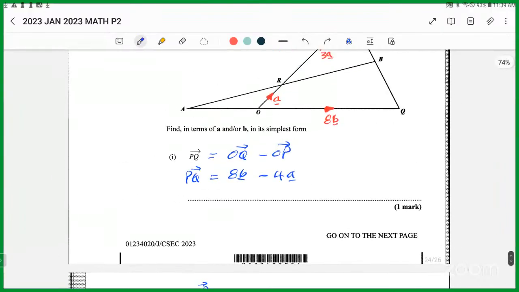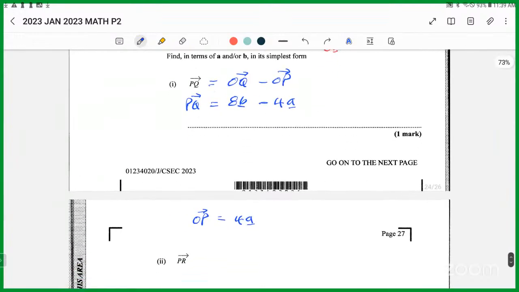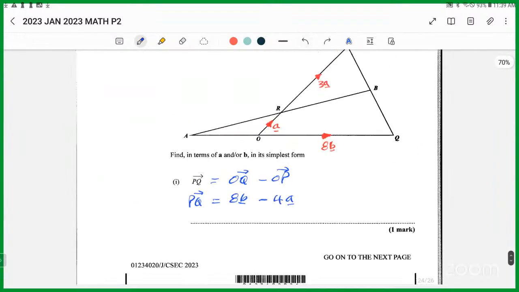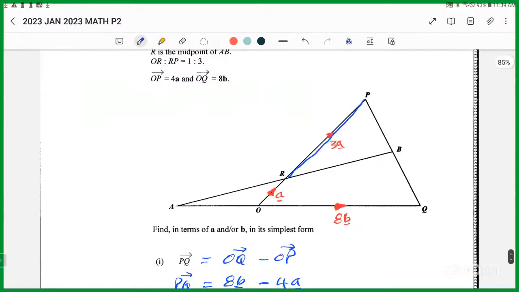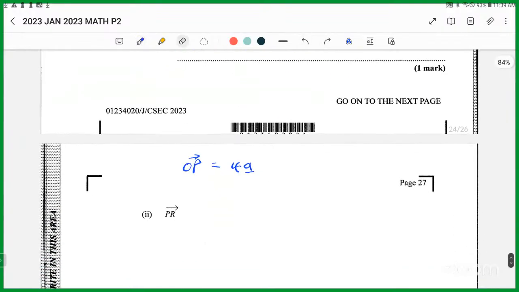Let's see. It's R right here. The diagram is showing us PR, so it's easy. We'll break it down already. The vector from P to R is on the vector 3A, but in the opposite direction, so it's just simply minus 3A. That's another beauty of breaking down your diagram. So this doesn't need any work. It's on the diagram straight. It's just minus 3A.